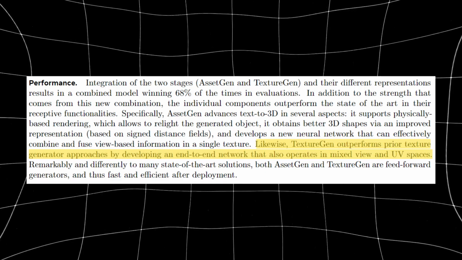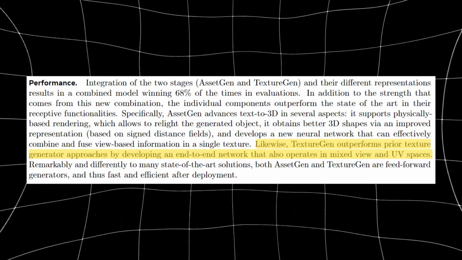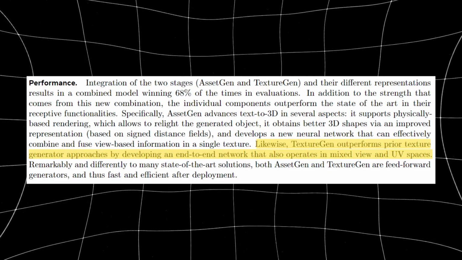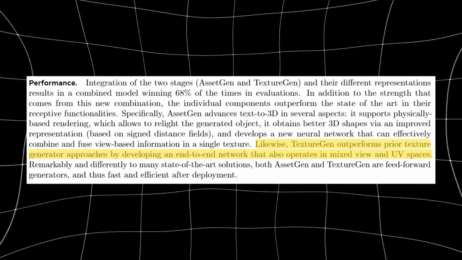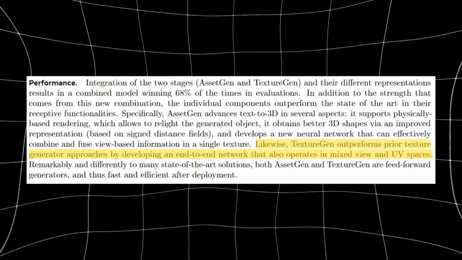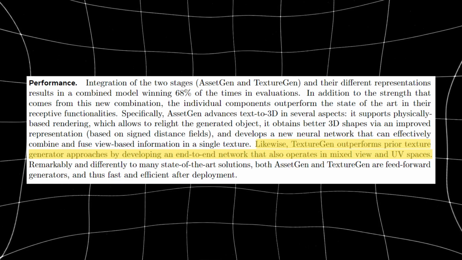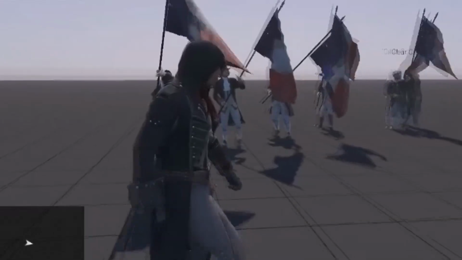And they talk about the performance as well. As we already know, it takes under 1 minute. That is a huge selling point, but one of the big problems with this area of generation was the quality of what was being generated, and that's what Meta has solved here. They say that texture gen outperforms prior texture generation approaches by developing an end-to-end network that also operates in mixed view and UV spaces.